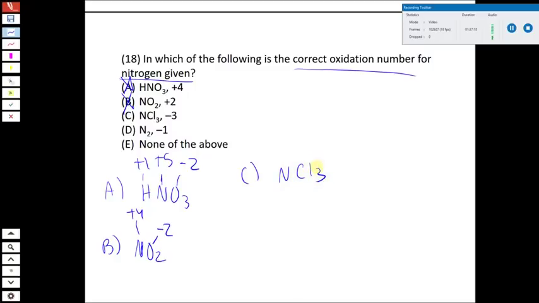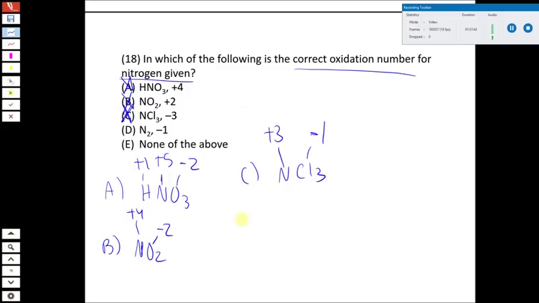So chlorine, if it's the outer atom in a formula, if it's not the central atom, is always -1, just like it is in ionic compounds. Chlorine is typically -1 unless it's the central atom of a polyatomic ion like perchlorate. So it's -1 if it's on the outside. Three -1s leaves nitrogen as +3 so that they add up to 0. So that one is wrong also.